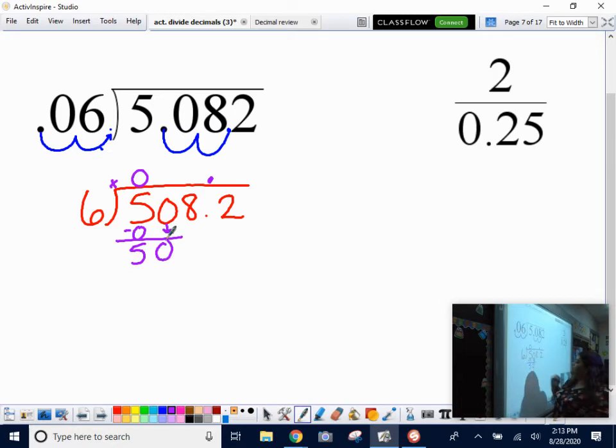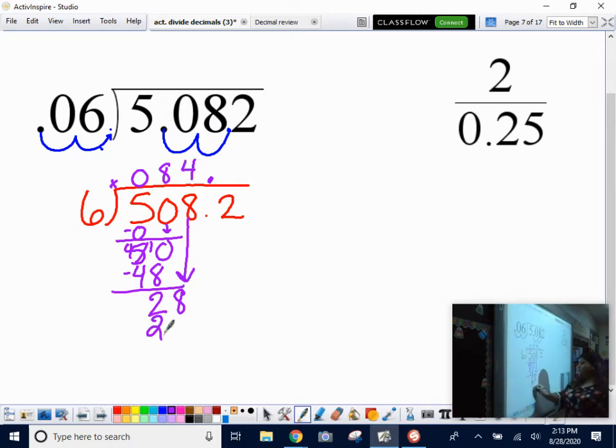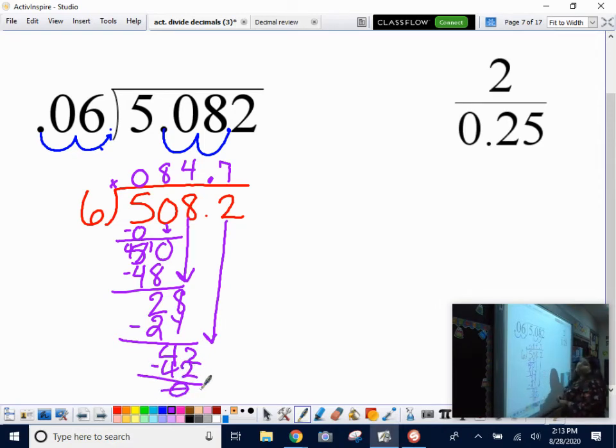Okay, bring down your 0. 6 and a 50 should have given you 8. That's 48. Subtract. Bring down the 8. 6 times what got you close to 28? 6 times 4 gives me 24. Okay. And then bring down your 2. And then finally 6 times 7 gives me exactly 42. So your answer to this problem is 84 and 7/10.